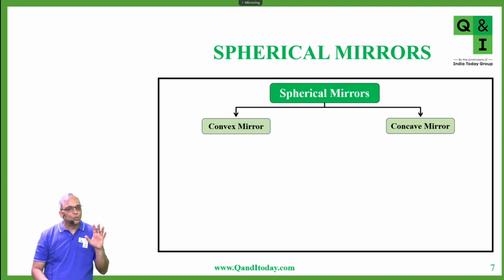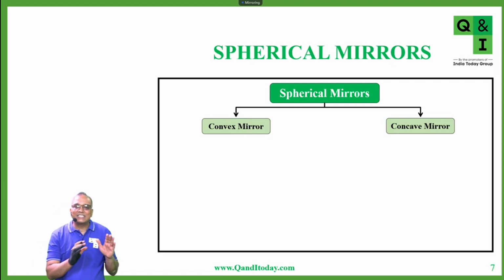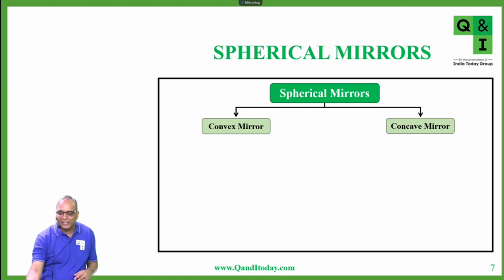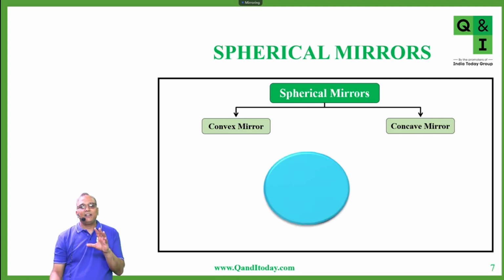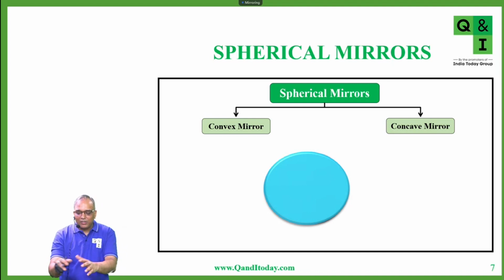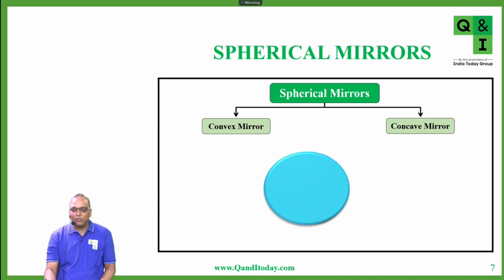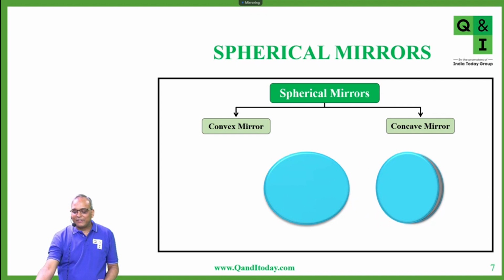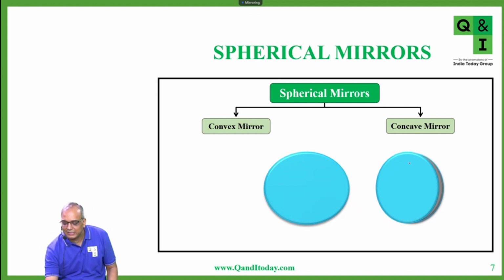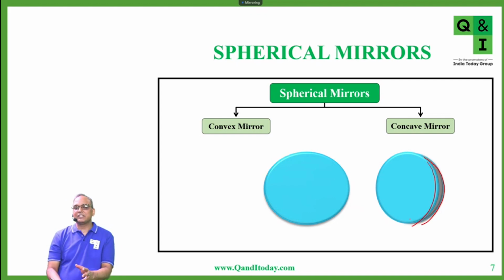As I said, there are two types of spherical mirror. One is the convex mirror and the other is the concave mirror. We also discussed that these spherical mirrors are a part of a hollow sphere. Let's say this is the hollow sphere which you are seeing on your screen. Let's say we have cut a part of that. So you can see this is a part, where this is your front side and this is your back side. So this is a part of a sphere.